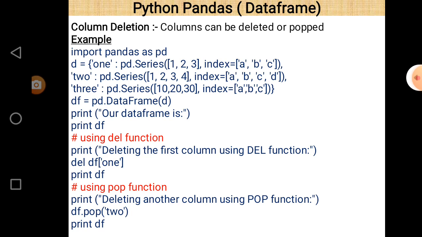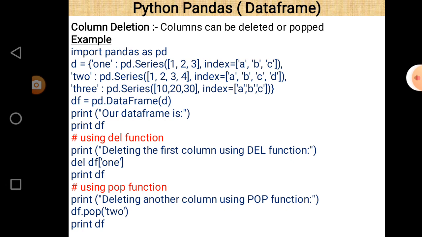To use the pop operation, just write the name of the data frame first, which is df in this case, after that the pop operation, the pop function, and in parentheses the name of the column, which is 2 in this case. So after the execution of that statement, deletion of column 2 will be done.